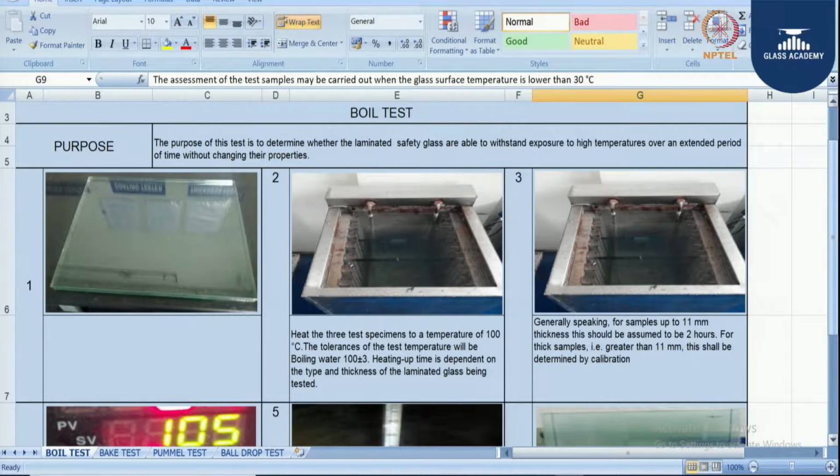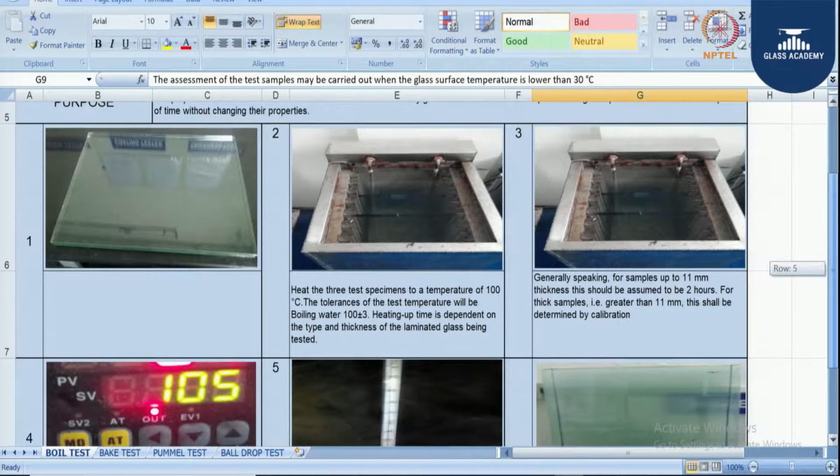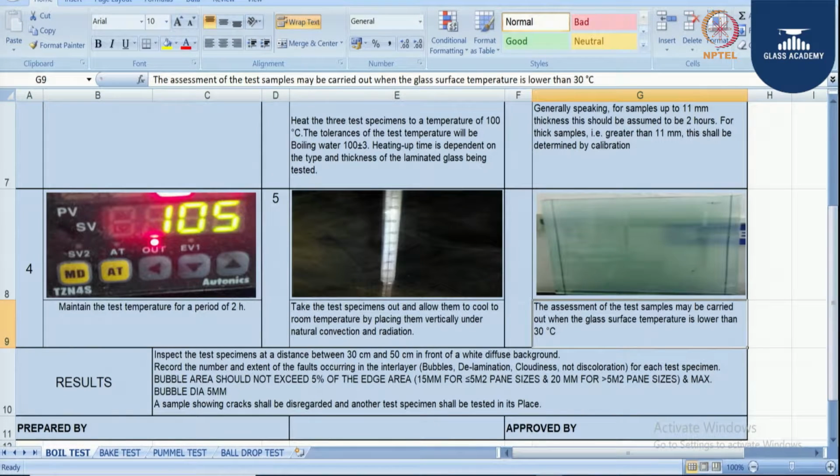And we need to have a boil test chamber. Here we fill the boil test chamber with water and keep the temperature of the water at 100 degrees centigrade. And we will be placing these glass samples inside the water for 2 hours. We will be opening the glass.